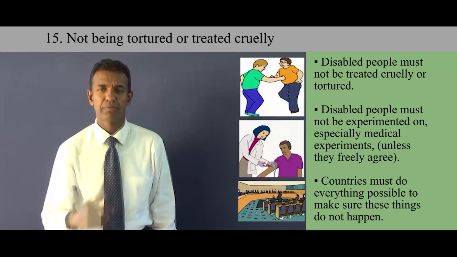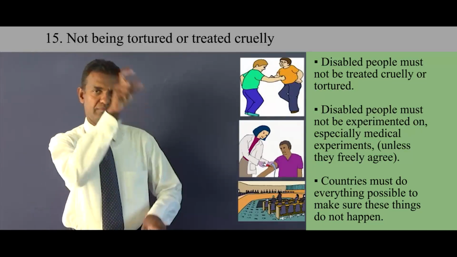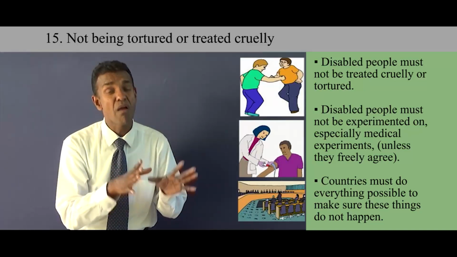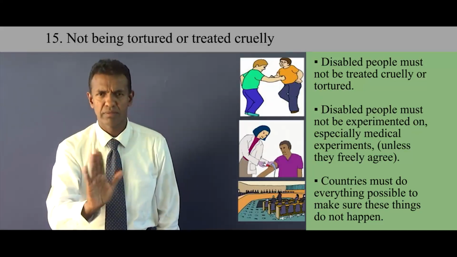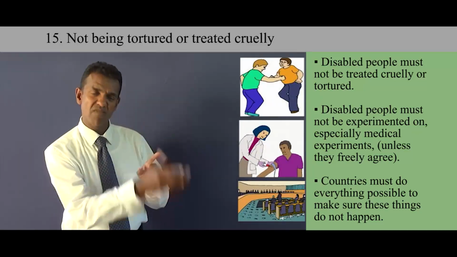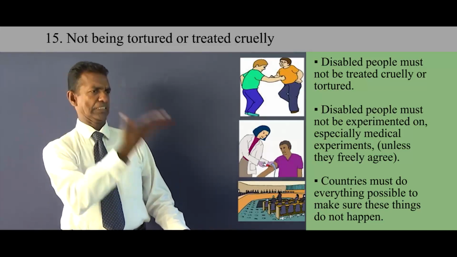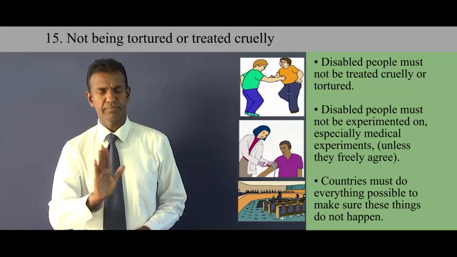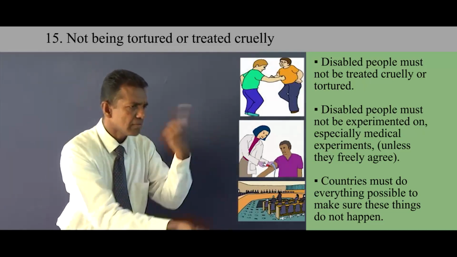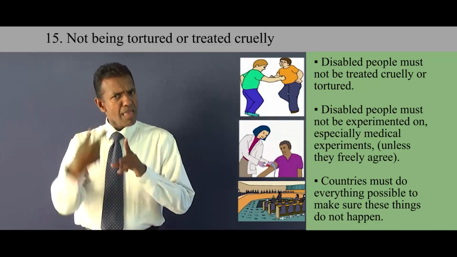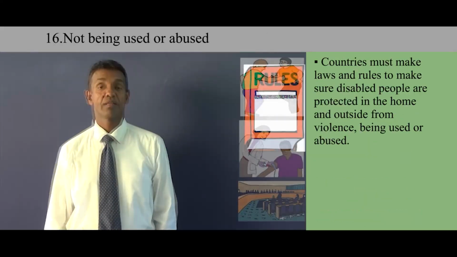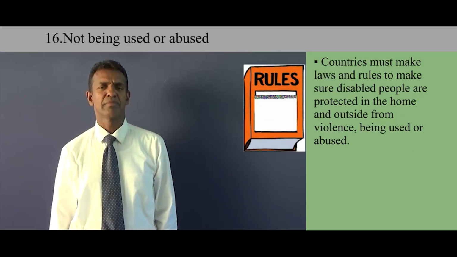Disabled people must not be treated cruelly or tortured. Disabled people must not be experimented on, especially medical experiments, unless they freely agree. Countries must do everything possible to make sure these things do not happen.